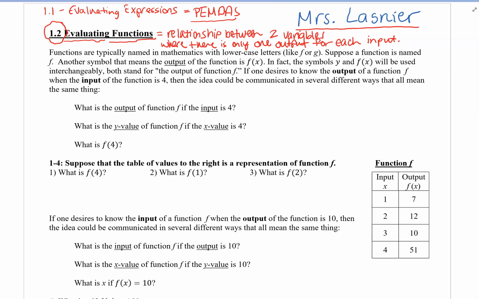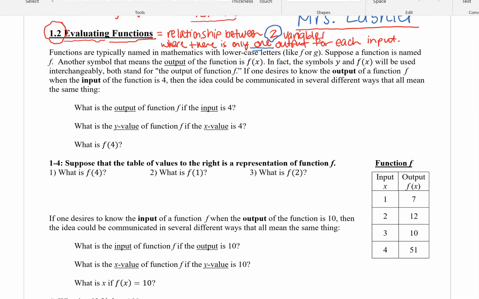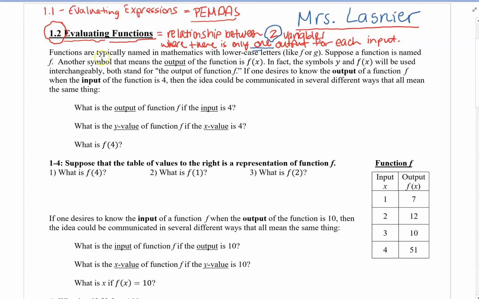So already it implies that there are two variables, okay? And in this particular type of relationship known as a function, there's only going to be one output for every input. And for that reason, we can give it a special notation or a special name. And that's what this part down here is talking about. So these functions are typically named with lowercase letters like f and g. I'm guessing f most likely because it's the first letter in the word function, and then g because it comes right after f in the alphabet is why those are commonly used.